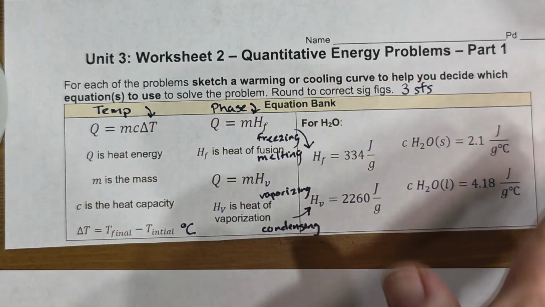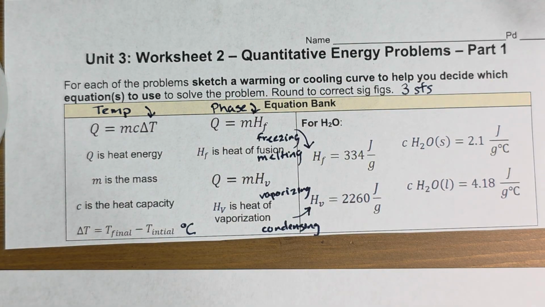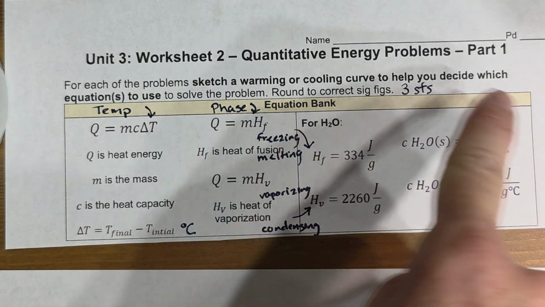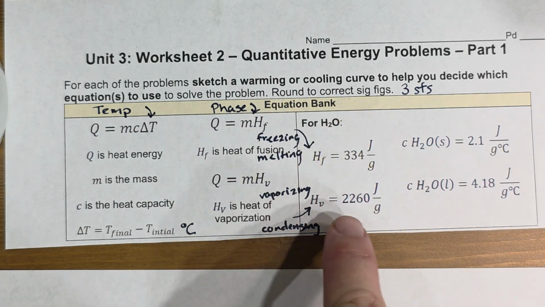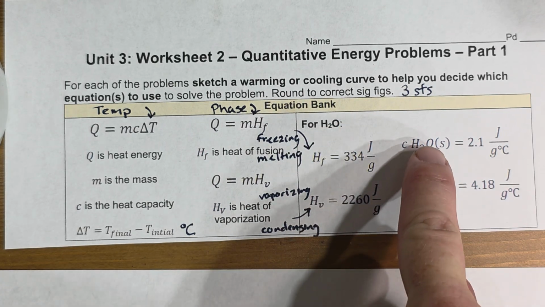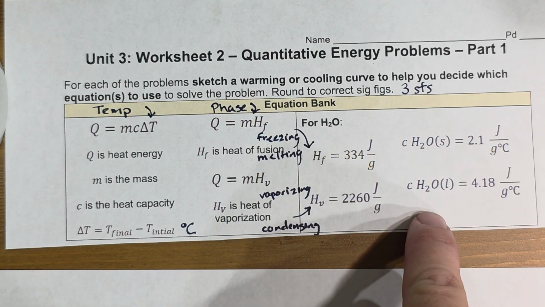This is always going to be in degrees Celsius, so don't do Kelvin. We're not dealing with gas systems. And then for H2O, here is all of the reference data for the heat of fusion, the heat of vaporization, and the heat capacity for solid water and liquid water.